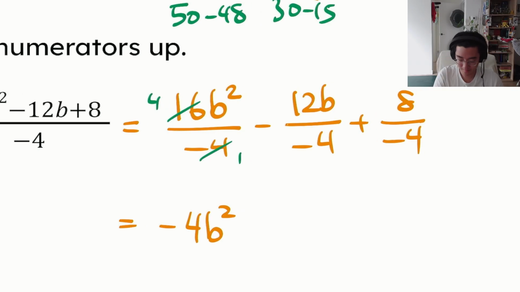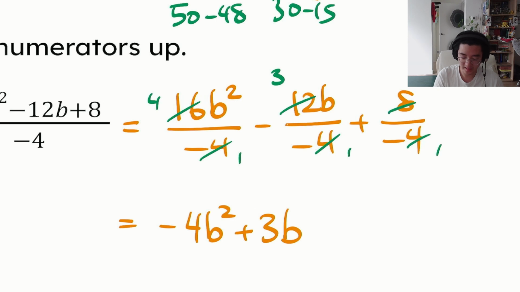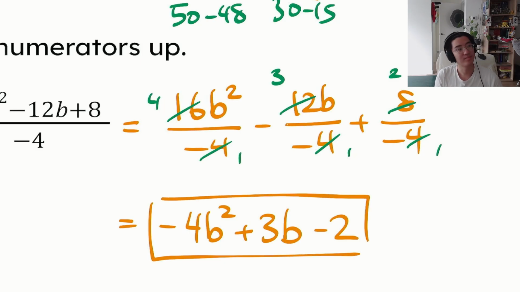Okay, next. 12 divided by negative 4 is 3. But of course, as you can see here, we got minus 12b divided by negative 4. This becomes plus 3b. Lastly, 8 divided by negative 4 is minus 2. Careful with the negatives.